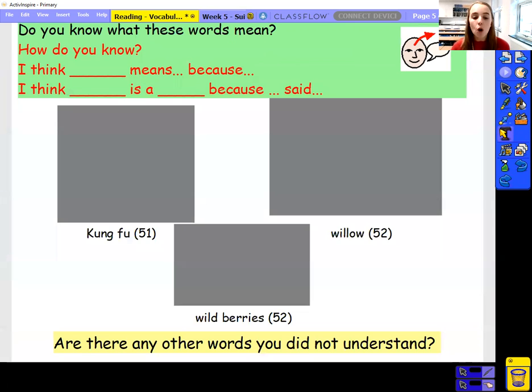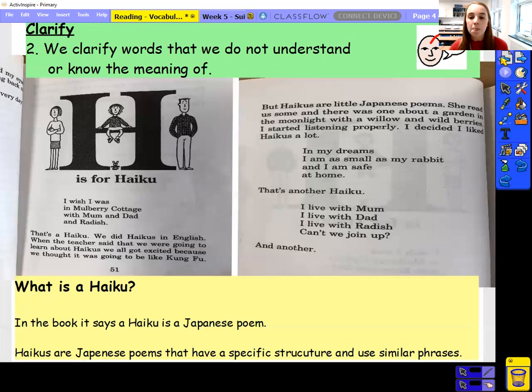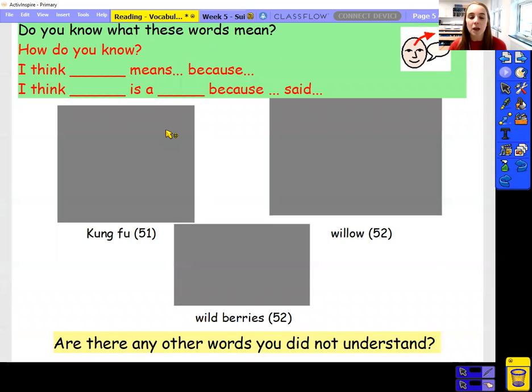Okay, so I've got some more words here. I've got kung fu, willow, and wild berries. Now, I need to have a think about what these words might mean. So let's have a think about kung fu. In this book, it says haikus, we all got excited because we thought it was going to be like kung fu. So kung fu must be a noun because I can see the capital letters. So she thought it was something else. Now, I've got a little picture here to help you. If you don't know, you can look in a dictionary, look on Google, or you might want to talk to someone about what this word might mean.